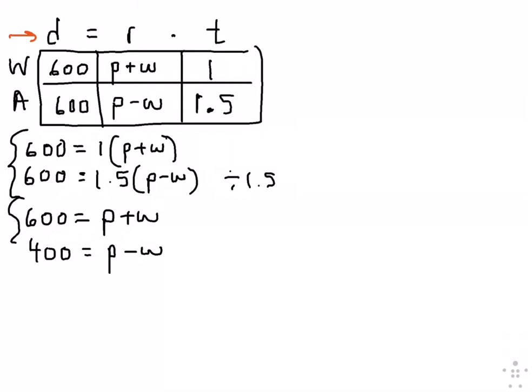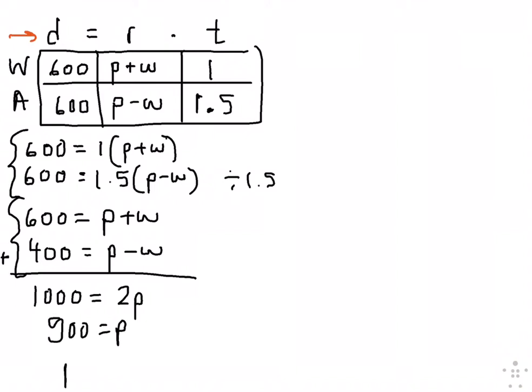Okay, so now I'm going to solve by elimination, right? So I'm going to add these. I have 600 plus 400 is 1,000 equals P plus P is 2P, and the W and the negative W cancel out. So I have 1,000 equals 2P, so P equals 500. Okay, now let's read the question, what they want us to find.